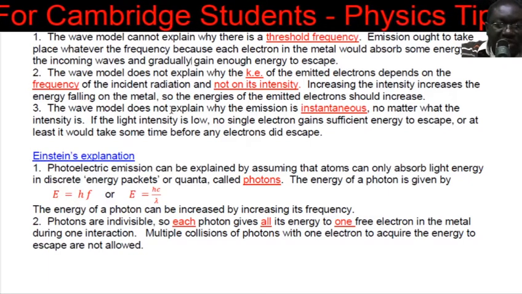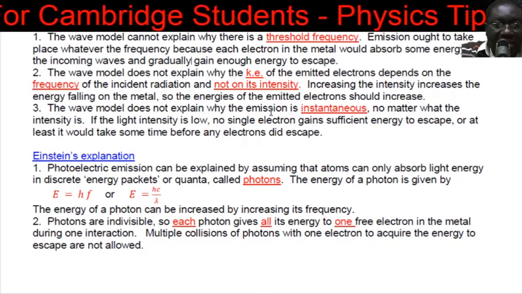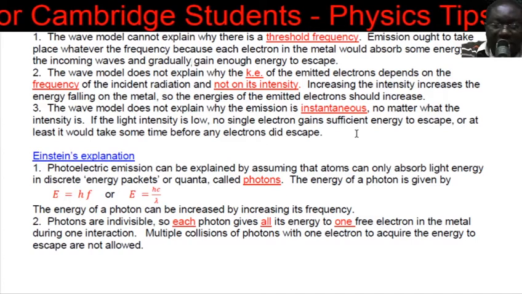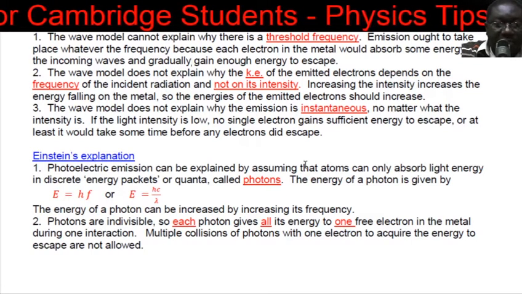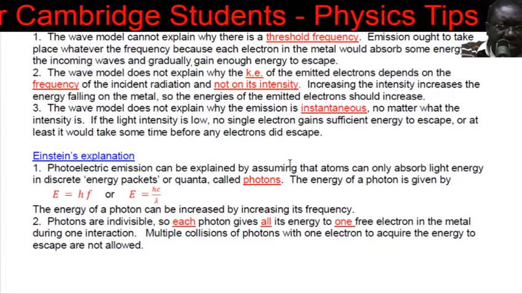Also, the wave model does not explain why the emission is instantaneous. If the light intensity is low, no single electron gains sufficient energy to escape. At least it would take some time before an electron escapes.